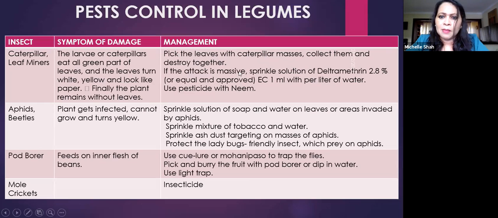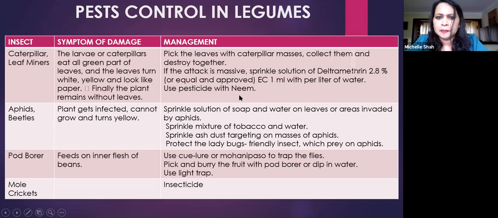If the attack is massive, sprinkle a solution of Deltamethrin at 1 milliliter per liter of water, and you apply this to the plant. You can also use pesticides containing neem.